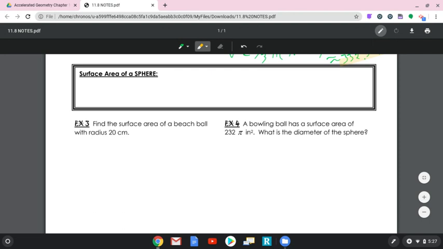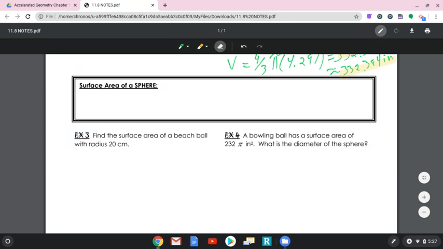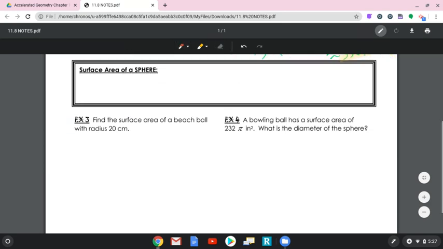All that is the surface area of my sphere. So if I take a look, your surface area of your sphere formula will be 4 pi r squared. That is my equation for surface area of a sphere. So let's use that surface area formula to solve example 3 and 4.